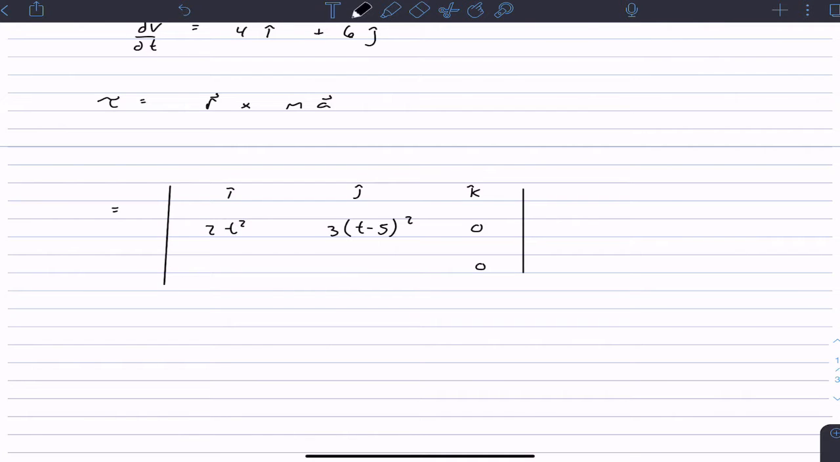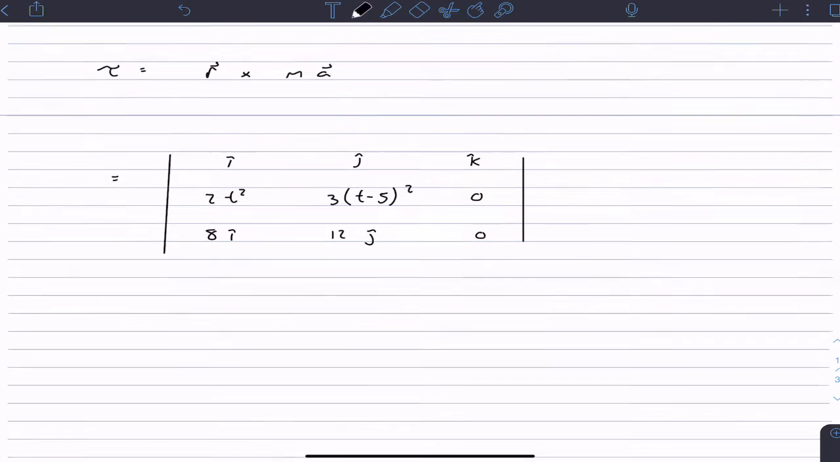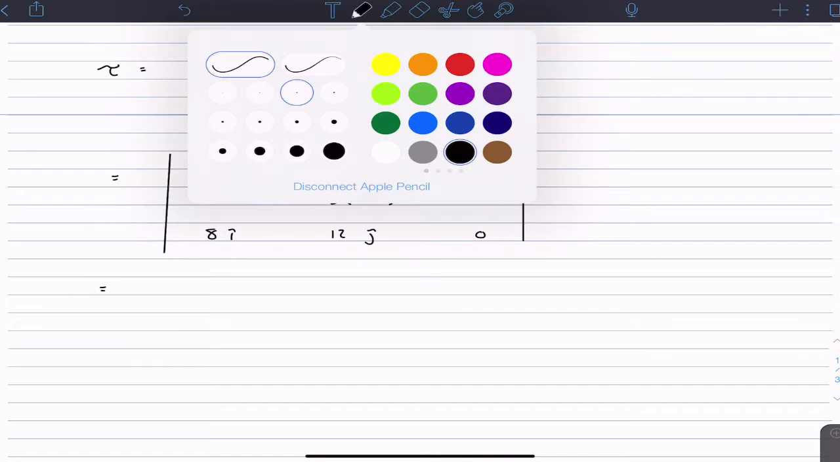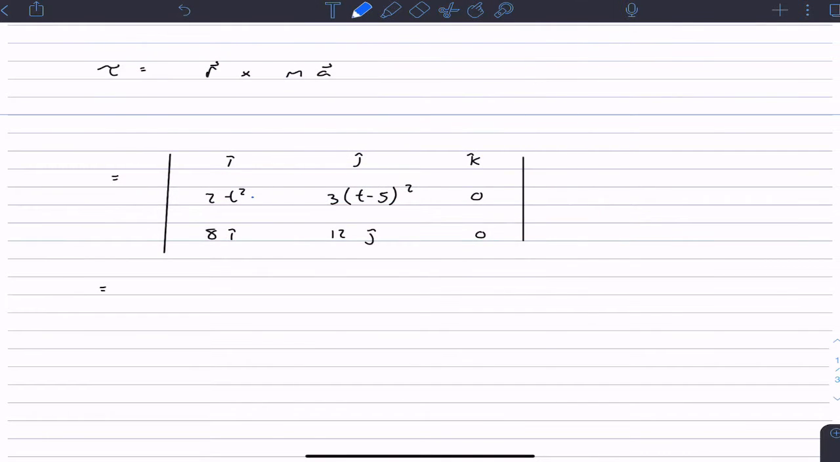Recall that m is 2, so we have 8 i hat and 12 j hat. And then again, if we look here, in the i hat direction this is 0, this is 0. In the j hat direction, this is 0, this is 0. In the k hat direction, this is non-zero, this is non-zero. So we need that. We're going to have a k hat direction. We don't need these vectors in here.